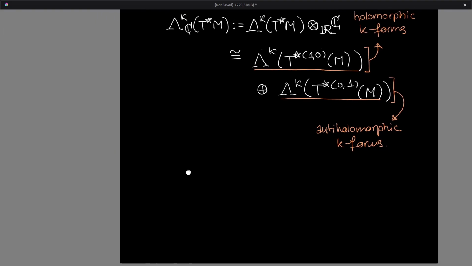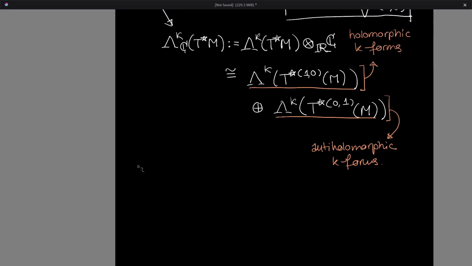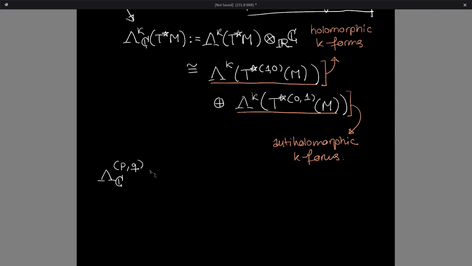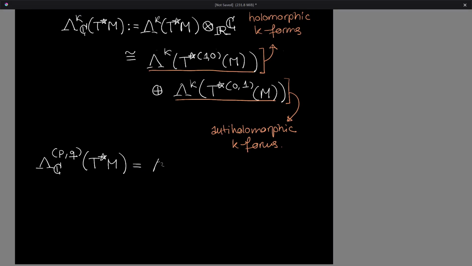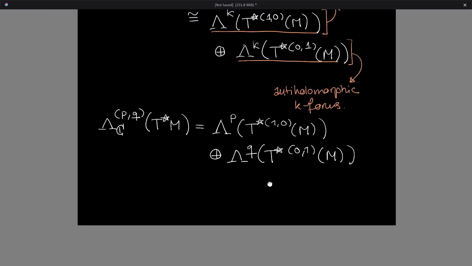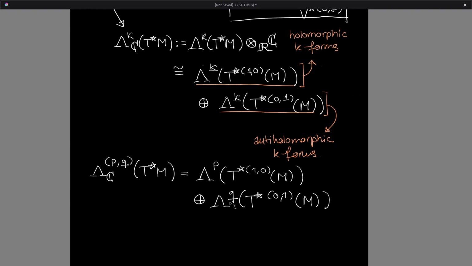In fact, on any almost complex manifold, what we can do is define this space, lambda complex of P comma Q. This is the big result we're going to go for in this lecture, which is that we can say that this is equal to lambda P of T star 1,0 M plus lambda Q of T star 0,1 M. So here k was equal, but here they're not.